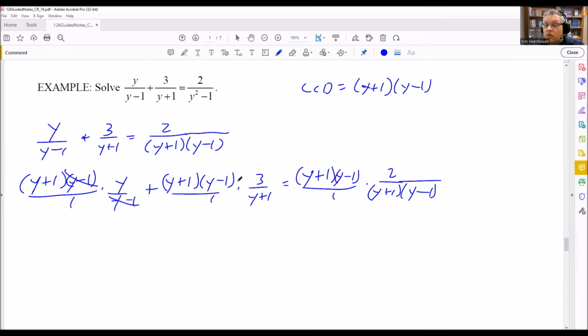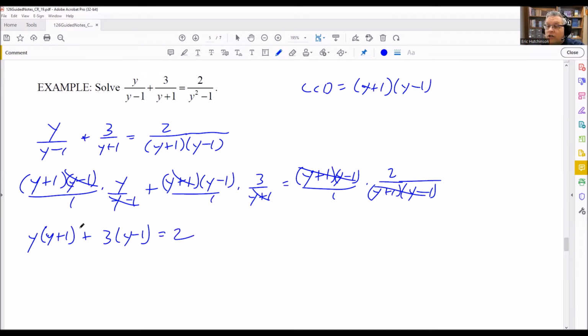Y minus 1 and y minus 1 cancel there. Plus 1 and plus 1 cancel out there. And we have all this and all this, that's going to cancel out as well. So we get y times y plus 1, and we have plus 3 times y minus 1, and that's going to equal just a 2 on this side.